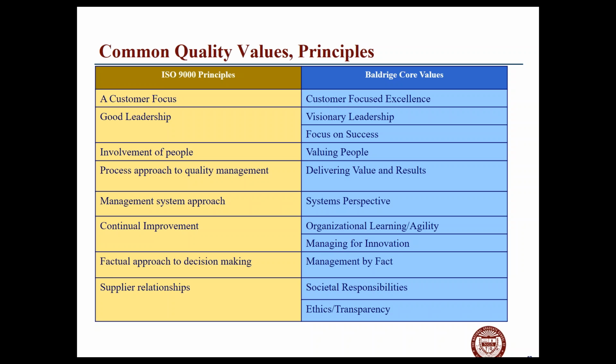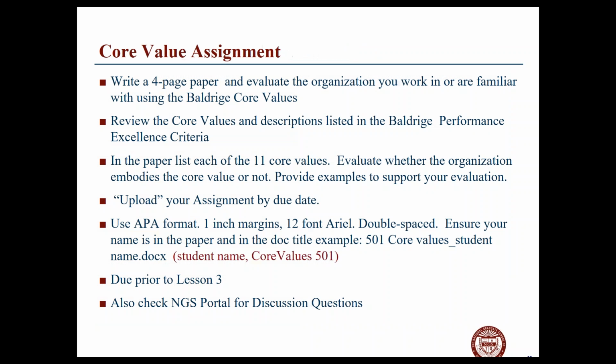Read those definitions, and then for your assignment, a 4-page paper at the max, take the core values, each one of them, and think about where you currently work or an organization you're very familiar with, and say, what are the things that I see that are evidence of these core values? So I want you to practically apply these values. Which ones are present in the organization? And some of these may not be present. They may be absent from your organization. And then just write about that.